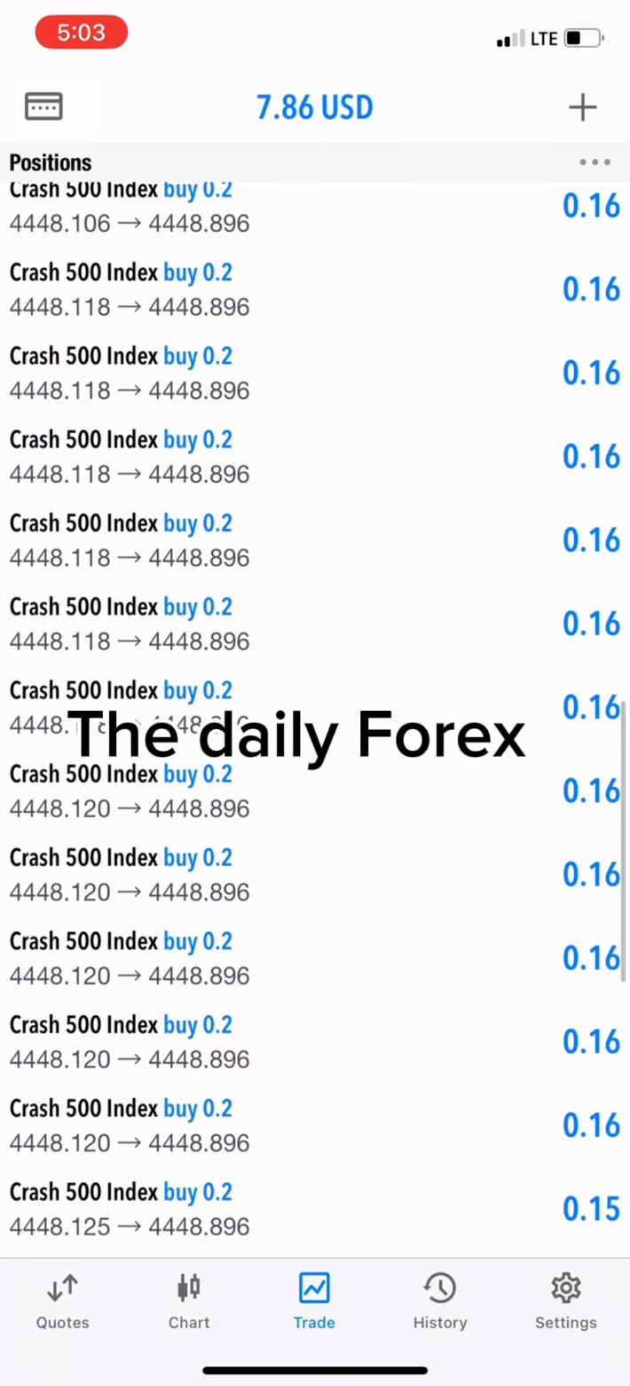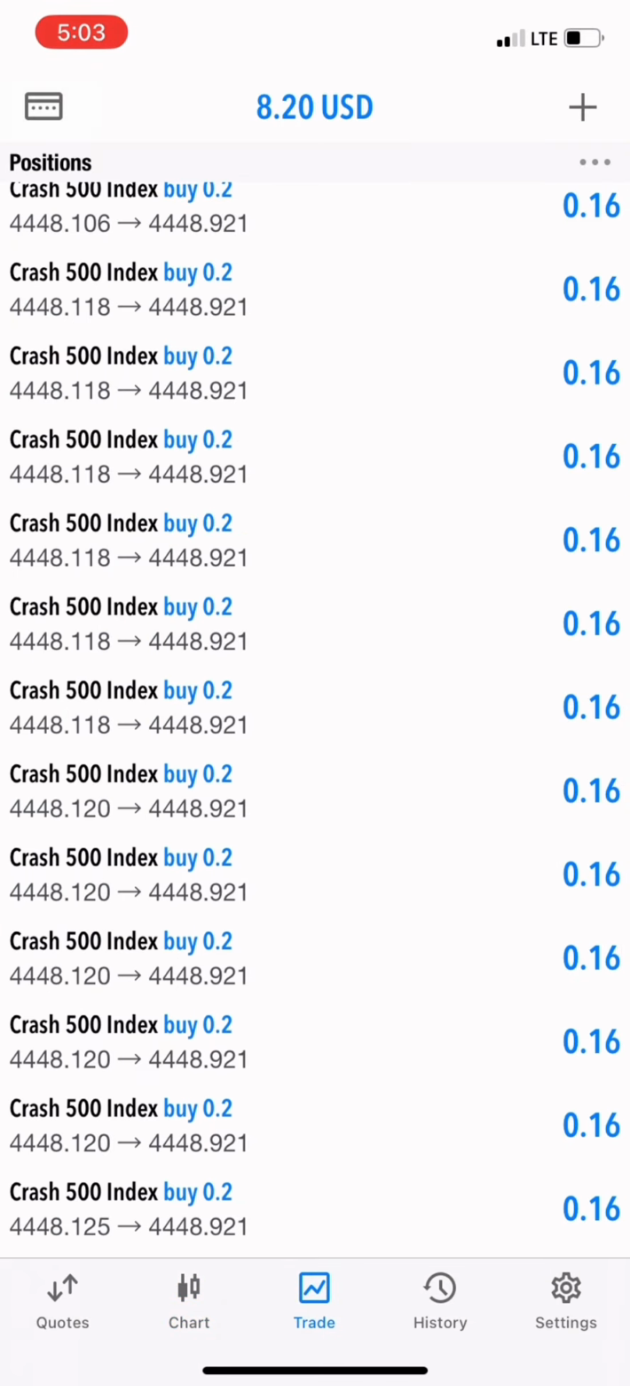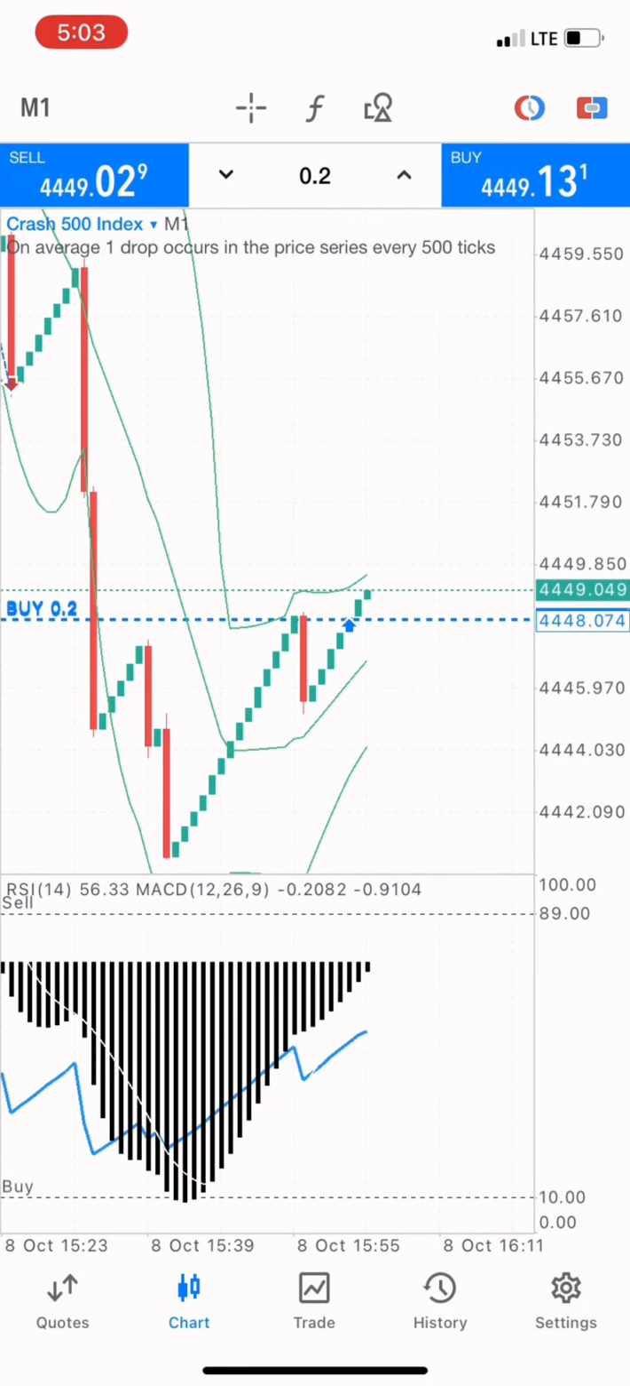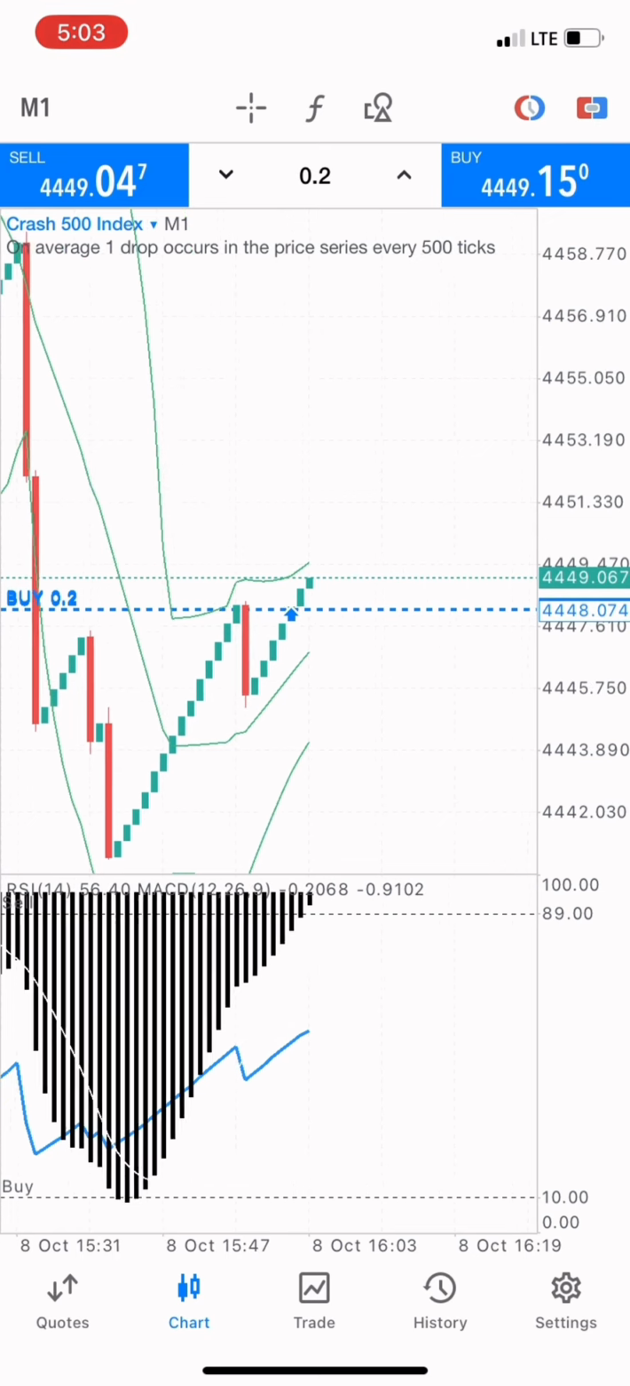In this video, I'm going to share with you guys a scalping strategy that I use to make over $10 in a 1 minute time frame in less than 1 minute. And I'm going to explain how the indicators I use work and how to avoid spikes when trading on the Crash 500 index market.